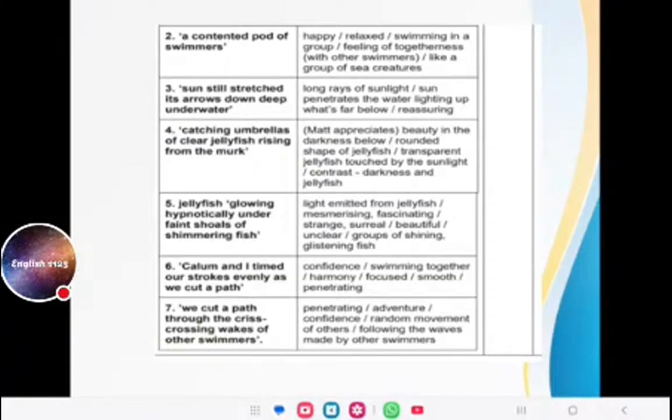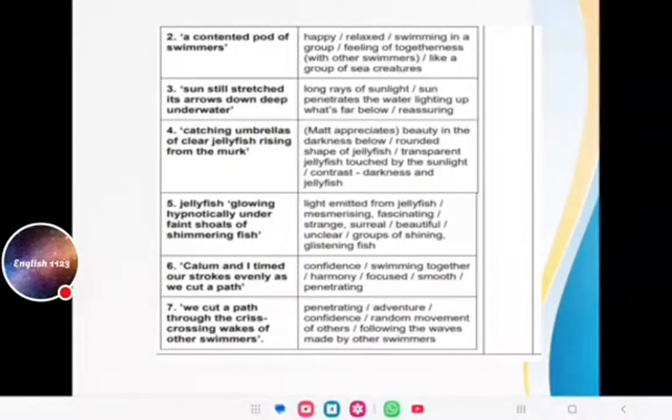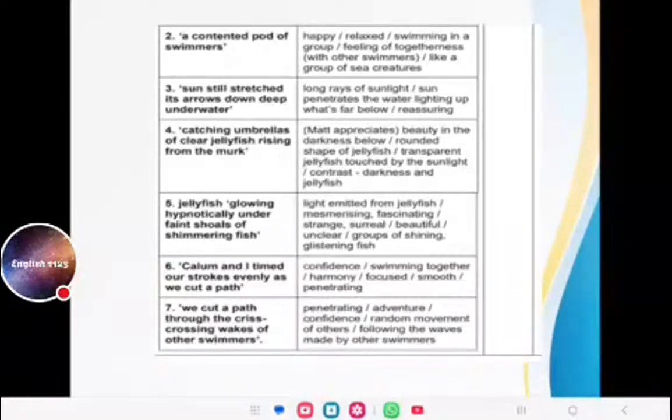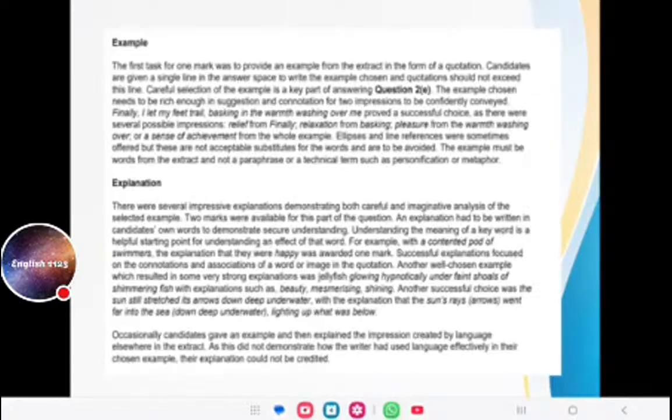Sun still, so you will start it like this: the writer is trying to give the impression. Sun still stretched its narrow, its deep underwater. In this also, we have different examples. These are possible here. Choose one example and then write your answer.